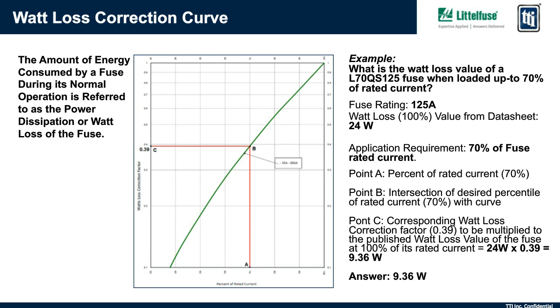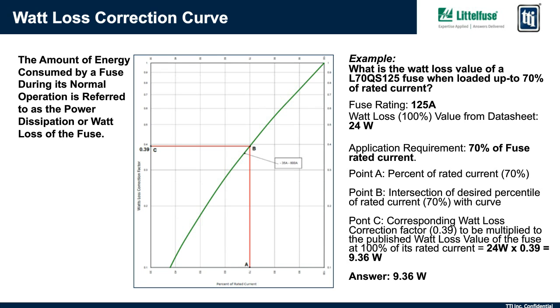This curve will allow a user to estimate the expected Watts loss value at any current level between 30 and 100% of the rated current. So let's step through a final example and practice using this curve. So let's say we're looking for the Watts loss value of an L70QS125 fuse when loaded at 70% rated current, which is a pretty normal level to load this 125 amp fuse at.